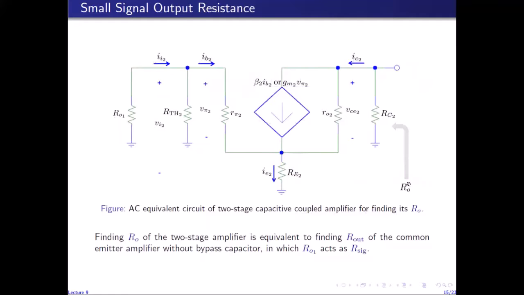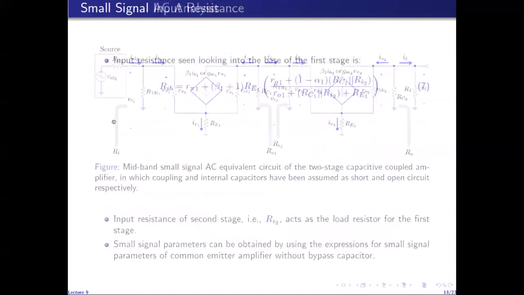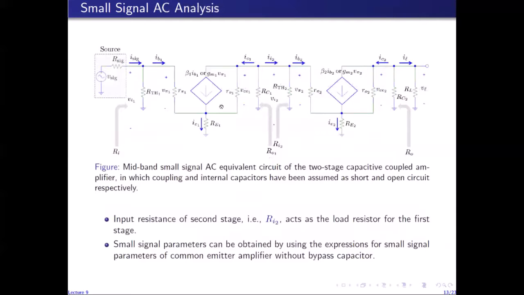So R0 is found before RL by finding the output resistance of this circuit. In this circuit, I have replaced the first stage simply with R01, because the resistance seen looking into the output of this circuit by short circuiting Vi1 to 0 is given by R01.